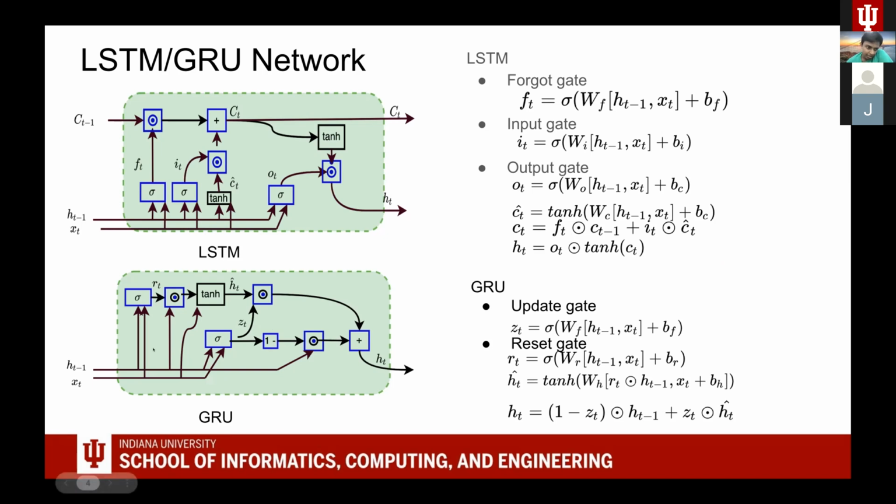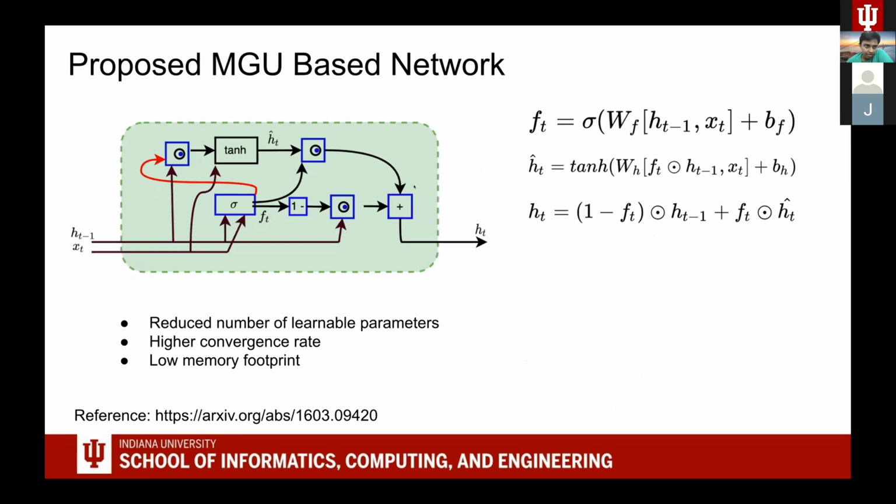We can further improve this gated recurrent unit and come up with a minimal gated unit. This minimal gated unit is proposed in this paper, and it has been cited by, I think, over 200 papers. Here they are proposing only 1 gate. They have claimed that it has a low number of learnable parameters, a high convergence rate, and a low memory footprint. So I think we can use this MGU to implement a recurrent neural network on FPGA.